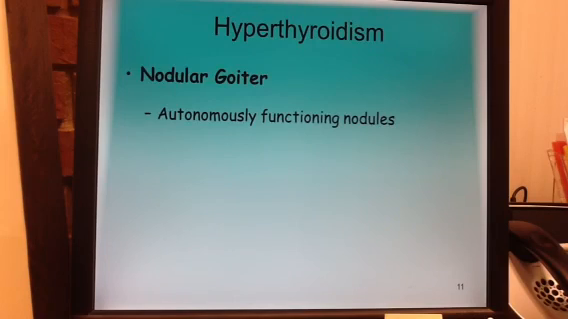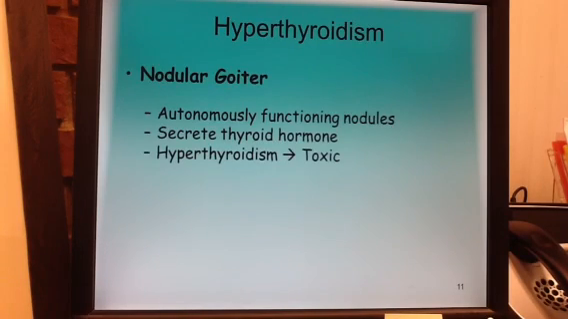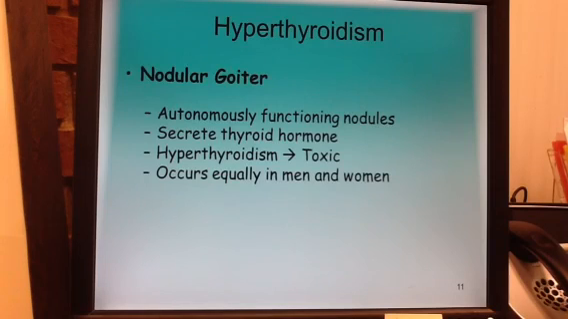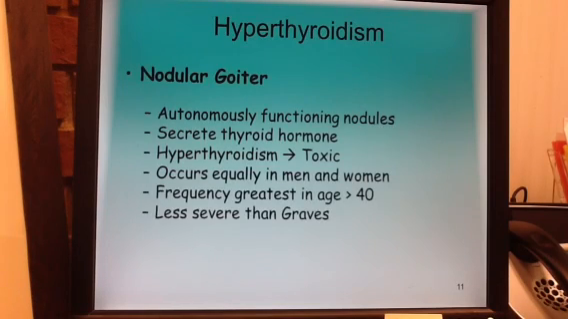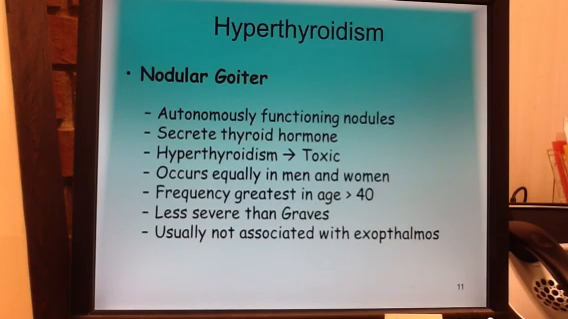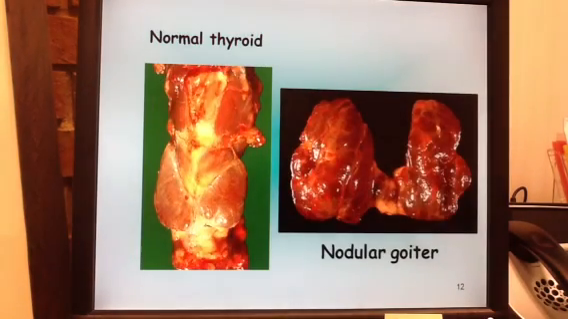If it's associated with hyperthyroidism, then it's called toxic nodular goiter. It tends to be slower to develop and less severe than Graves. So these goiters secrete thyroid hormone. It occurs equally in men and women, usually over the age of 40. And it's usually not associated with the exophthalmos. Here you can see a normal thyroid and a nodular thyroid. All right, this is a good place for a break.